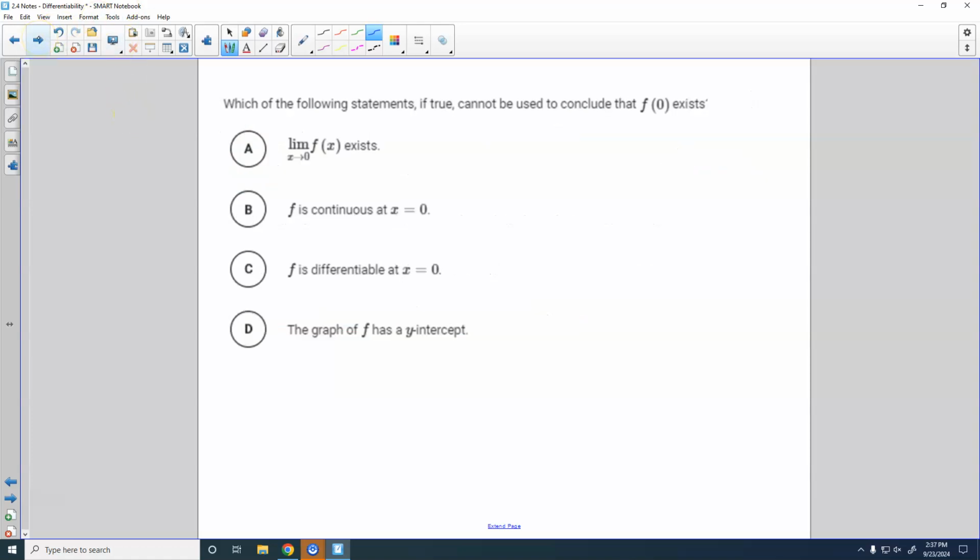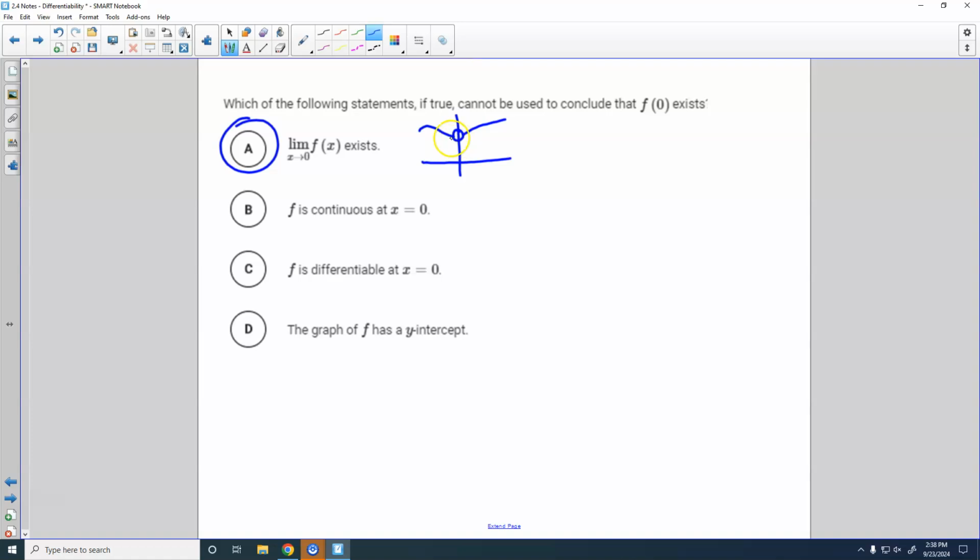All right, let's keep going. Which of the following statements cannot be used to conclude that f of 0 exists? Okay, it is going to be A. Why? Well, the limit of f at 0 can exist. Like two sides, they can go to the same point, but that doesn't mean the point exists. It could go to a hole or something. Right. So, at 0, you could have a hole, but yet the limit still exists at that point, right?